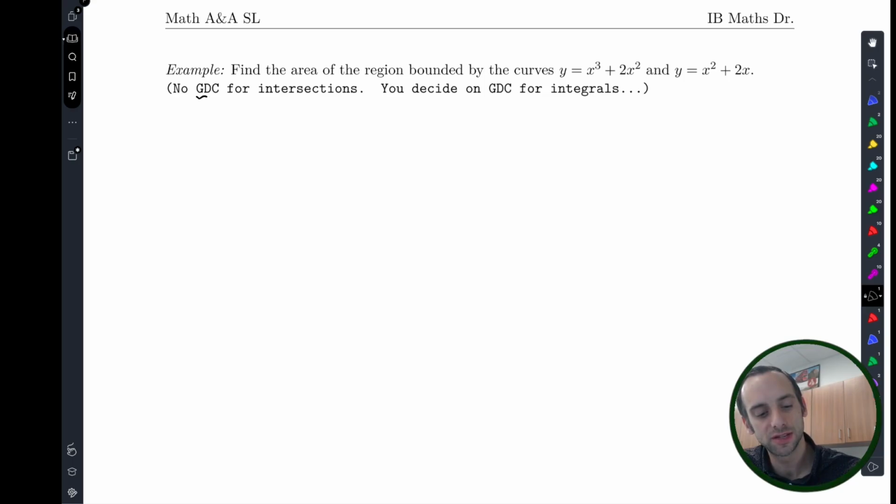We're told we can't use the calculator for the intersections, and we can decide if we want to use it for the integrals. We'll probably use it for the integrals just to keep things short in this video, but you're welcome to do those integrals by hand if you want.